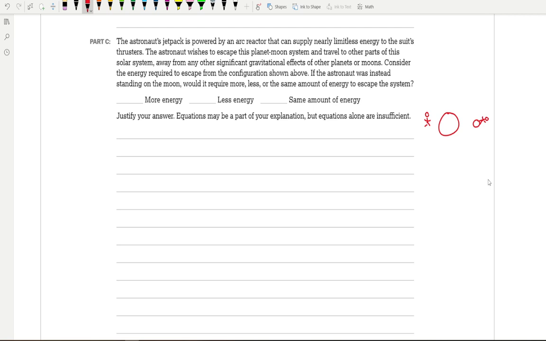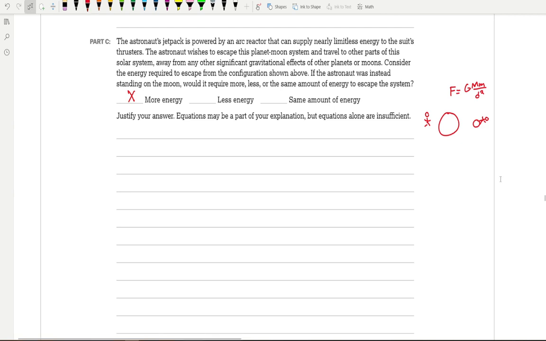So, since we know that the force of gravity is related to the mass of the planets and the distance squared, that distance is going to be really important. Since you are closer to the surface of the moon, it's going to take more energy to get you off of that surface of the moon. So that is going to require more energy. So we're going to go ahead and say more energy. But then it says, hey, you know what? Justify your answer. You can use equations, but equations by themselves are insufficient.